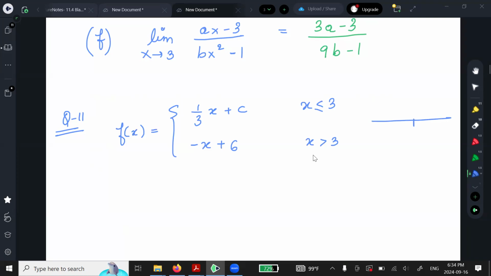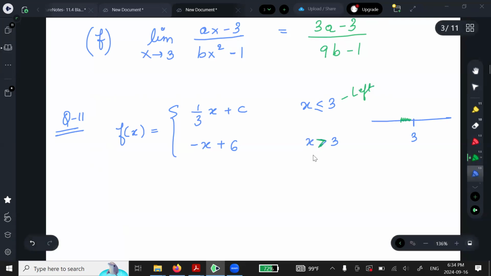You know what it means? X is 3. Less than equal to 3 means something here, right? Left hand side. This clear? This means on the left hand side of 3. Greater than or equal to 3 means on the right side of 3. This is clear, everybody?